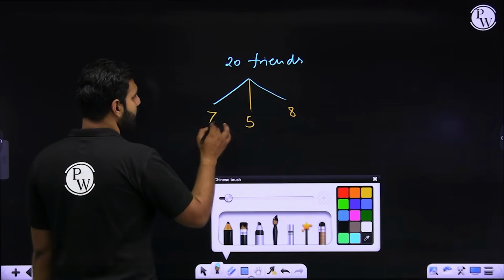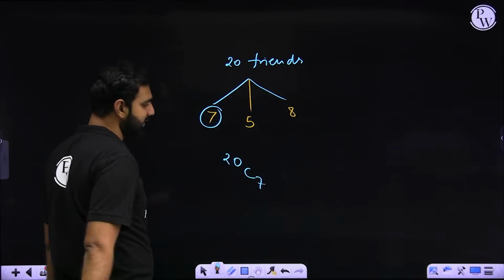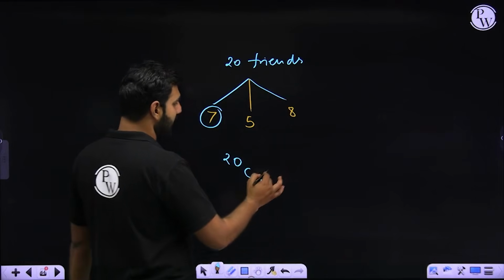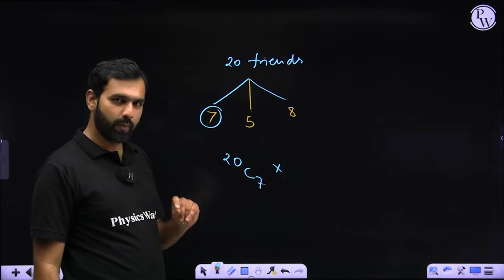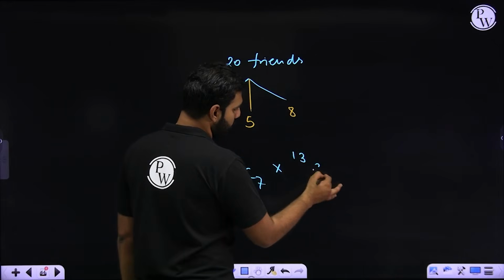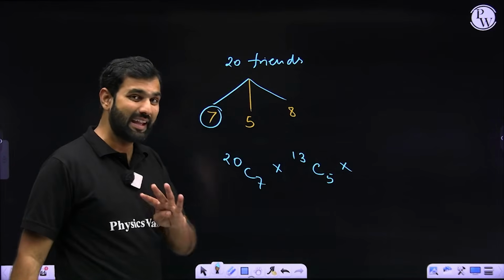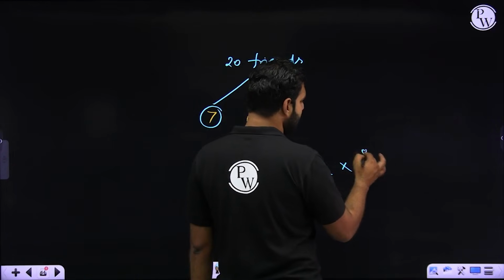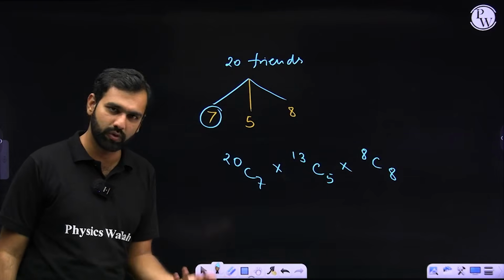Let's form a group of 7 first. Out of 20, 7 can be chosen in 20C7 ways. And then after choosing these 7, how many am I left with? I hope you are very clearly seeing I'm left with 13. So out of 13, let's choose 5 people for the second group. Now, how many am I left with? I'm left with 8 people. So out of those remaining 8, 8 can be chosen in 8C8 ways, which is only one way because you're left with 8. Third group is already formed.